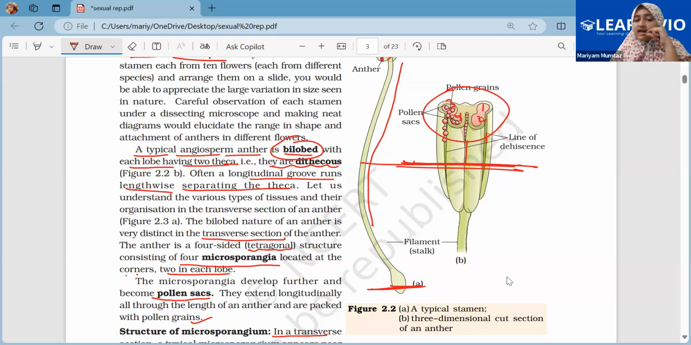And each of these four sides contains a structure known as microsporangia. So the microsporangia are those structures that are located two in each lobe. So one here, one here, one here. So at the end, if we want to describe an anther of an angiosperm, we would say that it is bilobed, it is dithecous, and it is tetrasporangiate because four microsporangia are present. Tetra is for four, sporangiate defines that the microsporangia are present. So the anther is bilobed, dithecous, and tetrasporangiate.